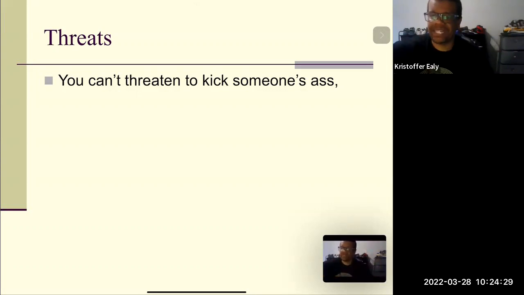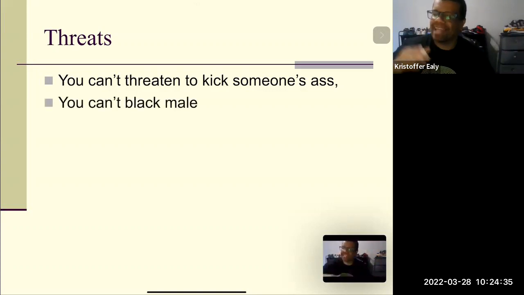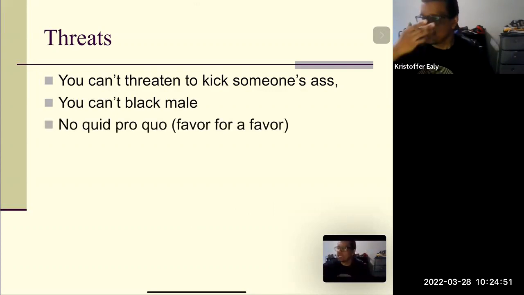Can't threaten to kick somebody's ass, whatever you want to call it, can't threaten to do that. I need to switch that. It's not black male as in a black man. It's blackmail, BLACKMAIL. That needs to be changed immediately. Forgive me, but you can't blackmail somebody. That's against the law. No quid pro quo, favor for a favor. That's just another degree of blackmail.